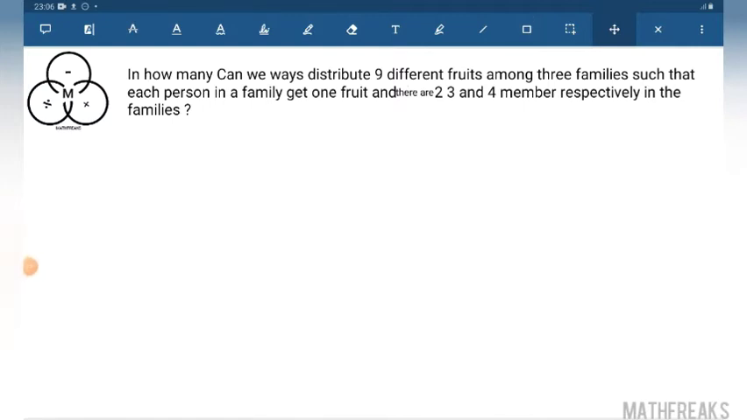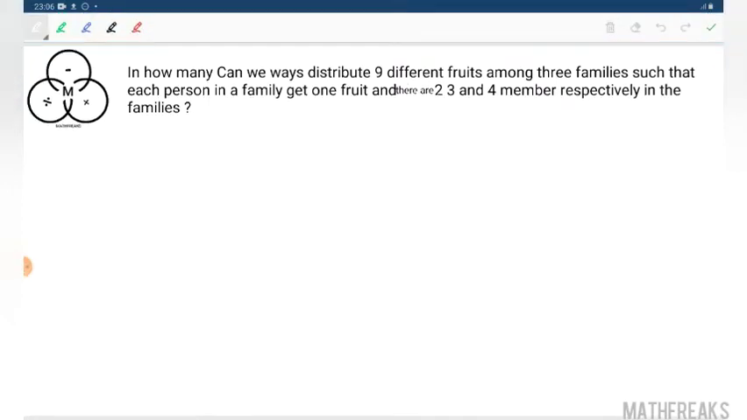In how many ways can we distribute 9 different fruits among 3 families such that each person in a family gets 1 fruit? Each person in a family should get minimum 1 fruit. There are 2, 3 and 4 members respectively in the families.